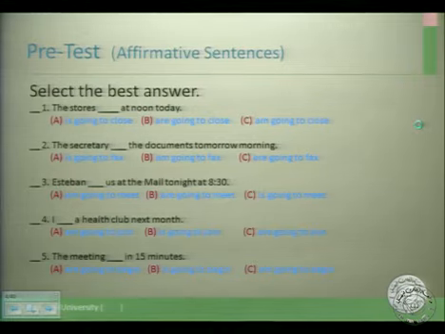The stores at noon today close. Is going to close, are going to close, am going to close. So what is the correct answer? I'm not going to tell you the answers. You are going to have the answers after you finish the exercise.